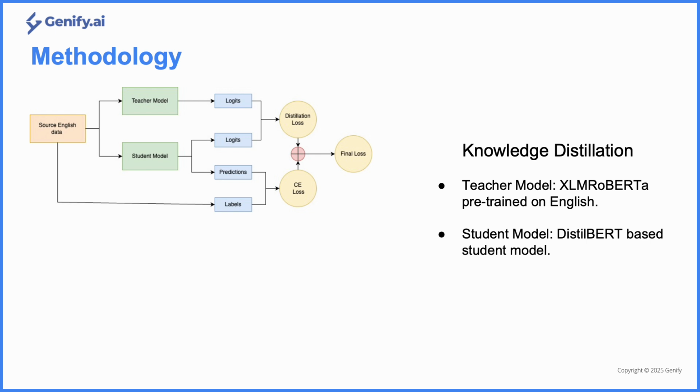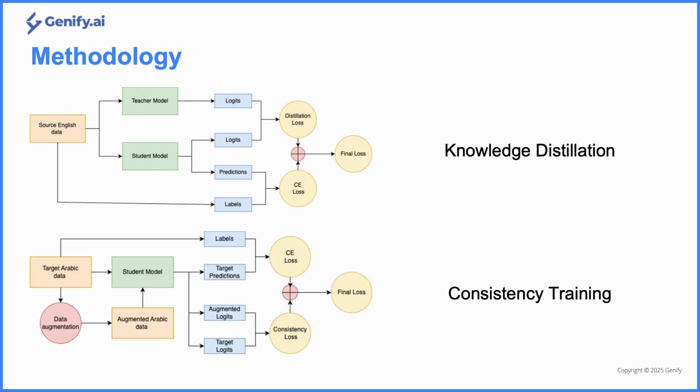The teacher model is a pre-trained XLM Roberta we have used on English data. It serves as the source of rich knowledge. We distill this knowledge into a smaller DistilBERT model. This process allowed the student model to benefit from the representations learned by the teacher, leading to a more compact yet powerful model. For consistency training, we generated augmented versions of the target language data using back translation, RAND augment, and TF-IDF word replacement. The Arabic language dataset is used unlabeled for consistency loss and labeled for the supervised loss.